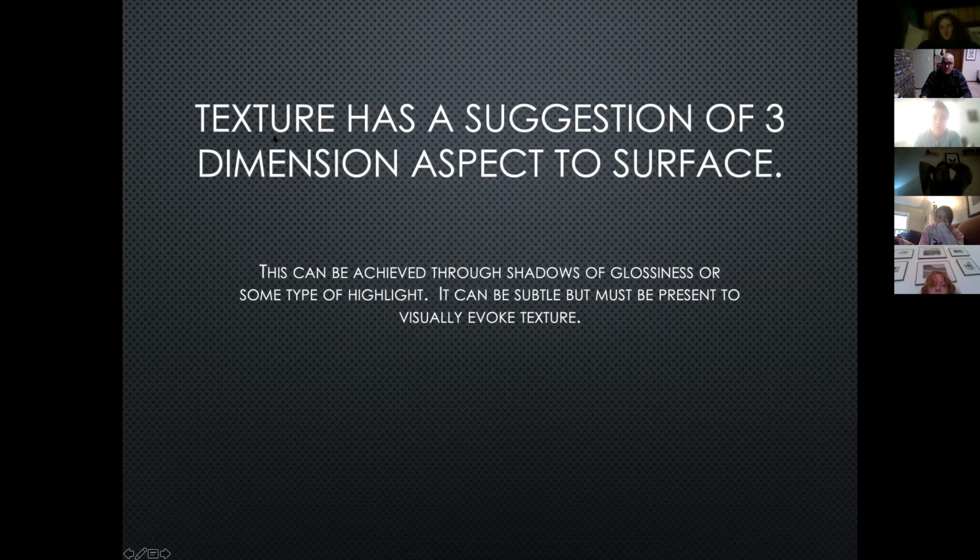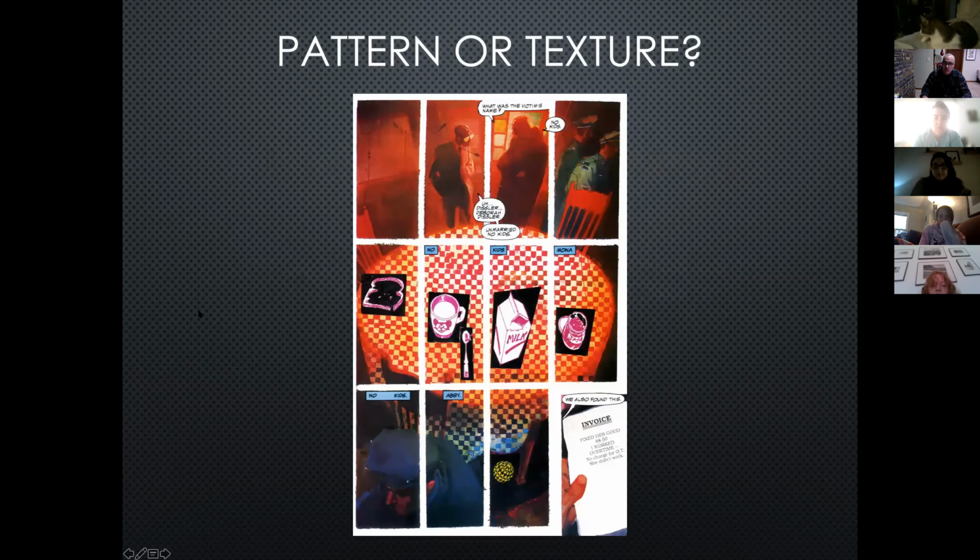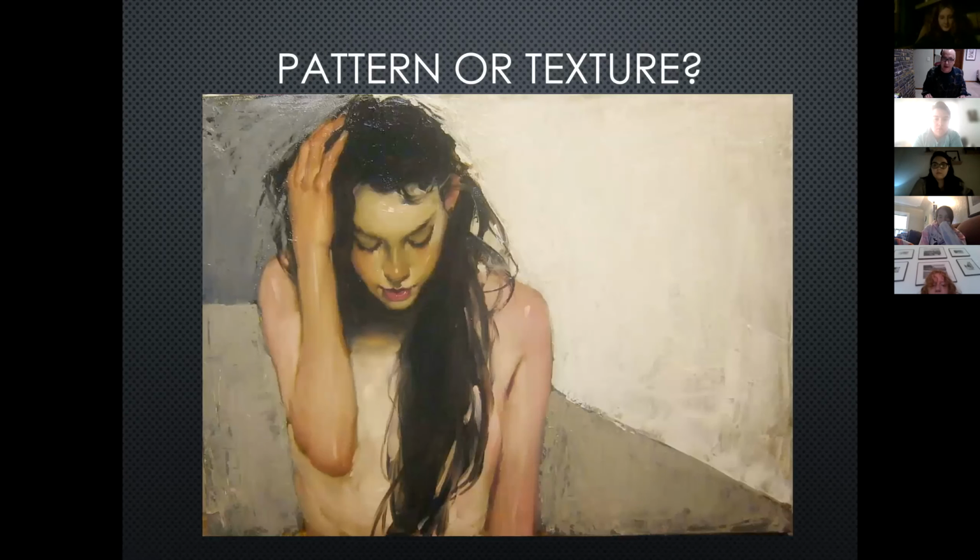So texture has a suggestion of a three-dimensional aspect to a surface. It can be achieved through shadows, glossiness, or some type of highlight. It can be subtle, but must be present to visually evoke texture. So when you look at this, is this pattern or texture? Pattern. That's correct, because it's not evoking, it's creating visual interest, and it's beautiful, but it's not really making you feel like a 3D aspect has been added to the picture. Is this pattern or texture? Texture. That's correct.